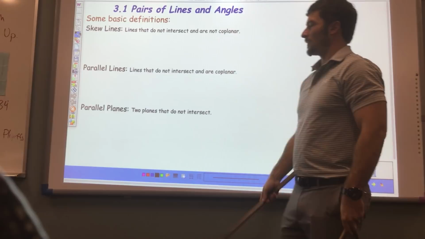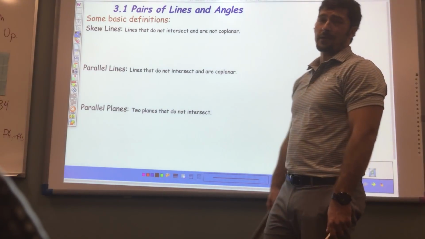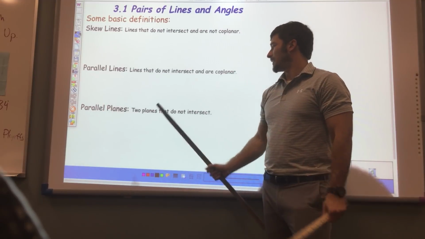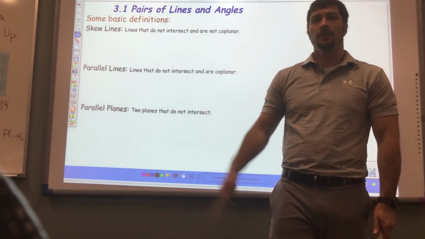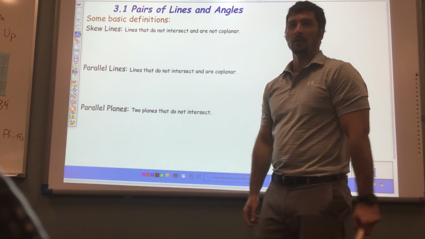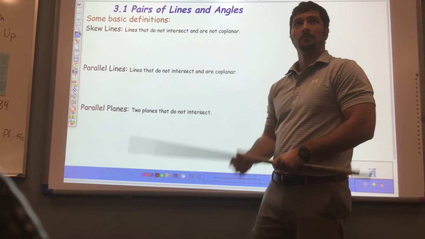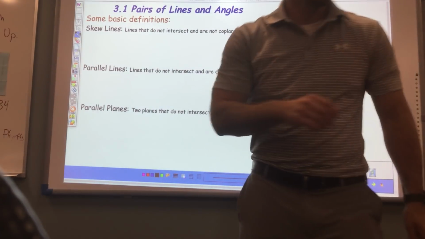So skew lines, parallel lines, and then planes as well can be parallel. Obviously parallel planes are two planes that never intersect. You can imagine the ceiling and the floor as planes. We would consider those to be parallel planes. At least I hope they're parallel. So moving on, I can find my pen here.